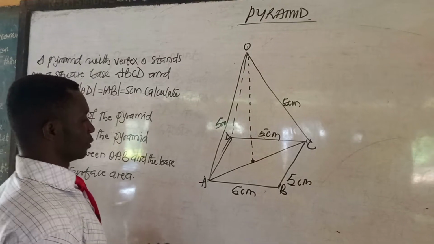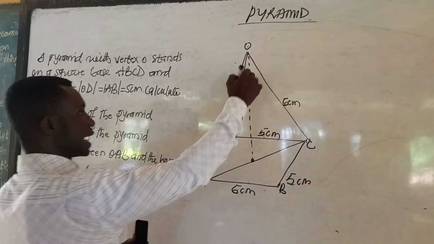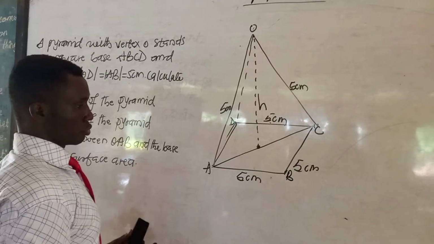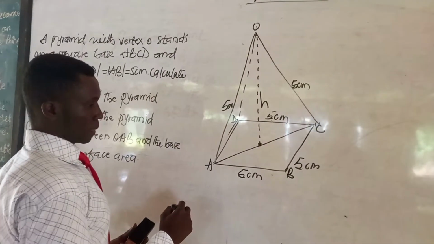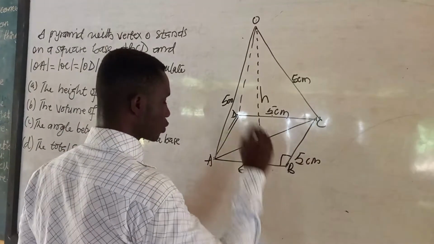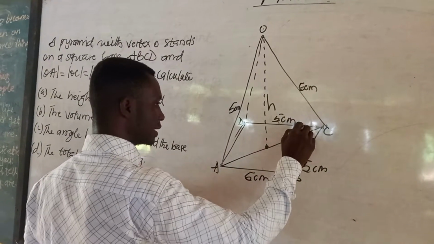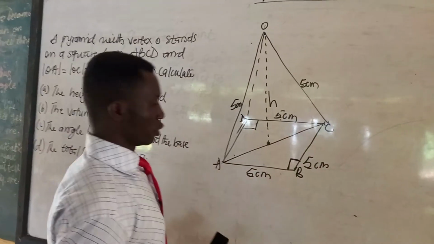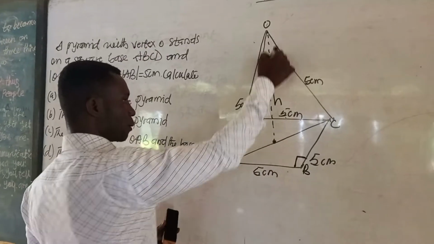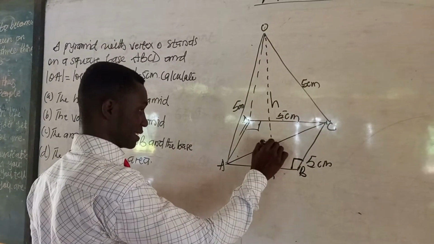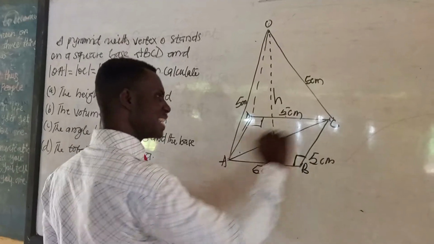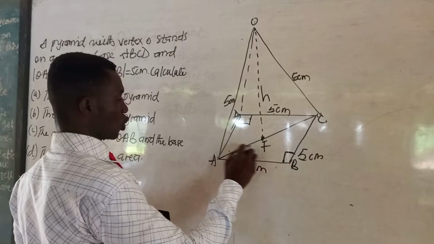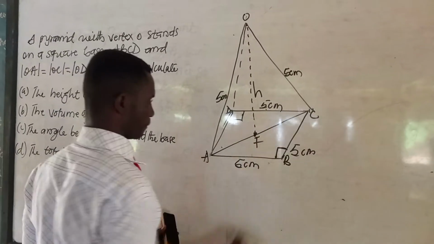Now, the question says you should calculate the height. This is the height of the pyramid. And now, this is a square base. So, a square, each corner is 90 degrees. This one is 90, here is 90, here is 90. You should know a square. And this height divides AC into 2 equal parts. So let me name here F. So AF is equal to FC.